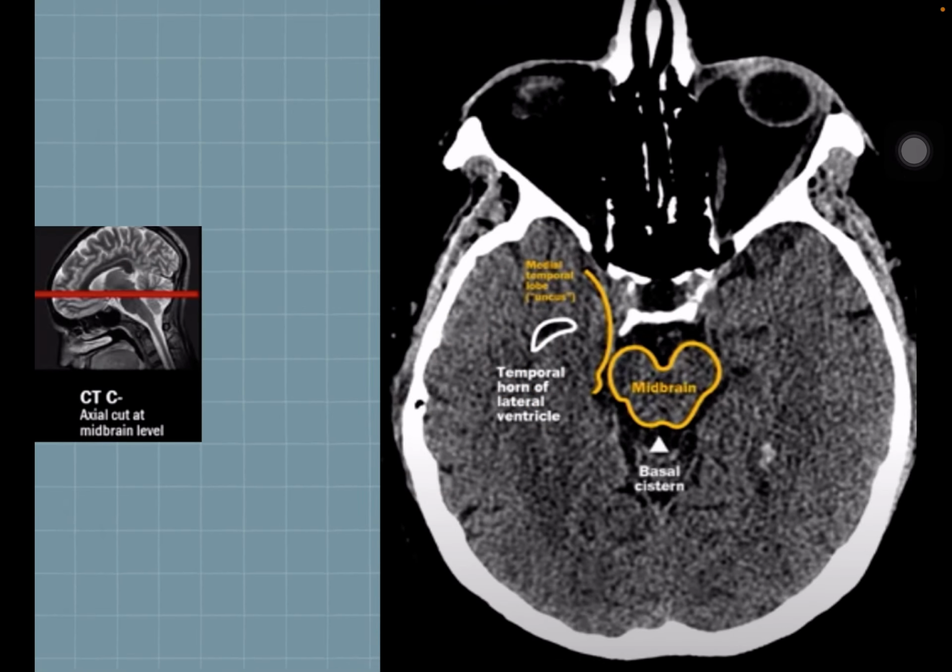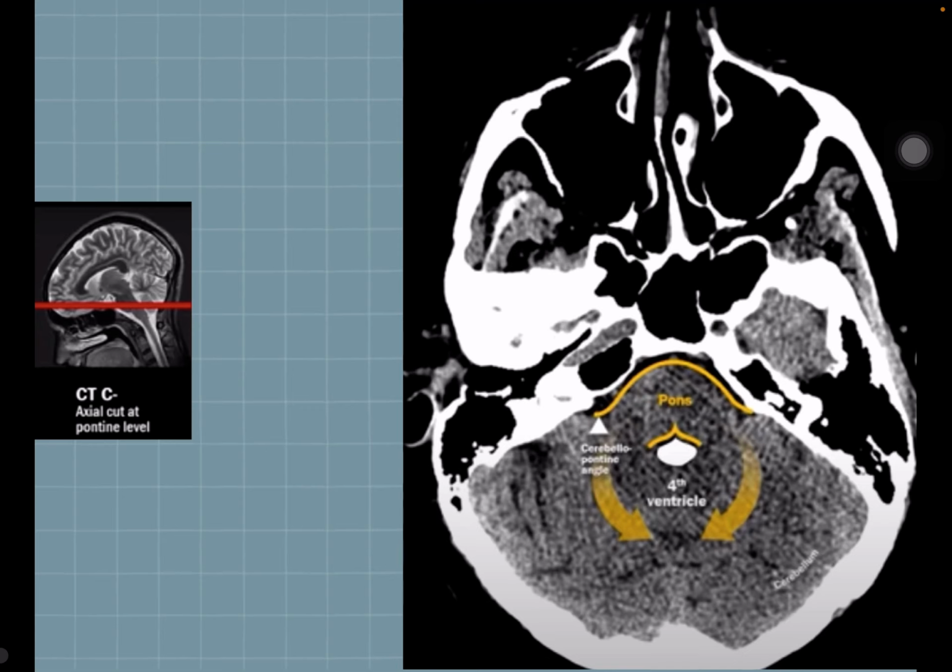So next, axial cut through the midbrain. This is the midbrain. Posterior to it is the basal cistern. Here we can see the temporal horn of the right lateral ventricle. Normally we couldn't see it, or at least it appears slit-like. If it becomes more prominent, this might be a clue that this patient is having an early hydrocephalus.